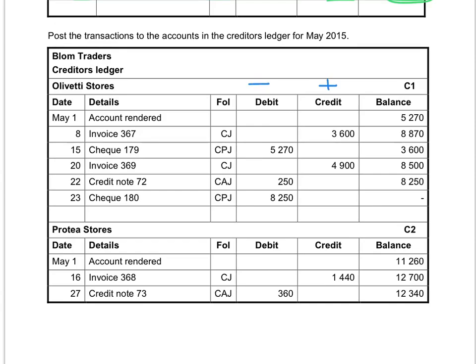Olivetti stores had an outstanding amount of 5,270 Rand at the beginning of the month for account that we already received from them at the end of April. On the 8th, invoice 367 will increase this amount with 3,600, from 5,270 plus the 3,600 to 8,870.